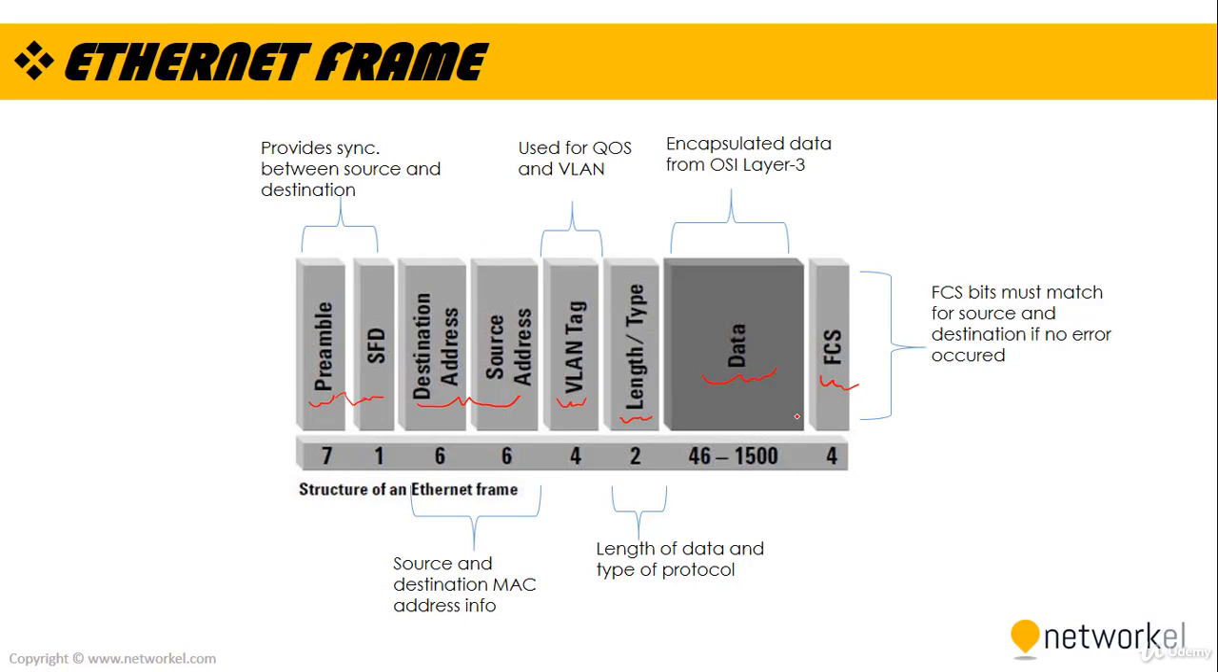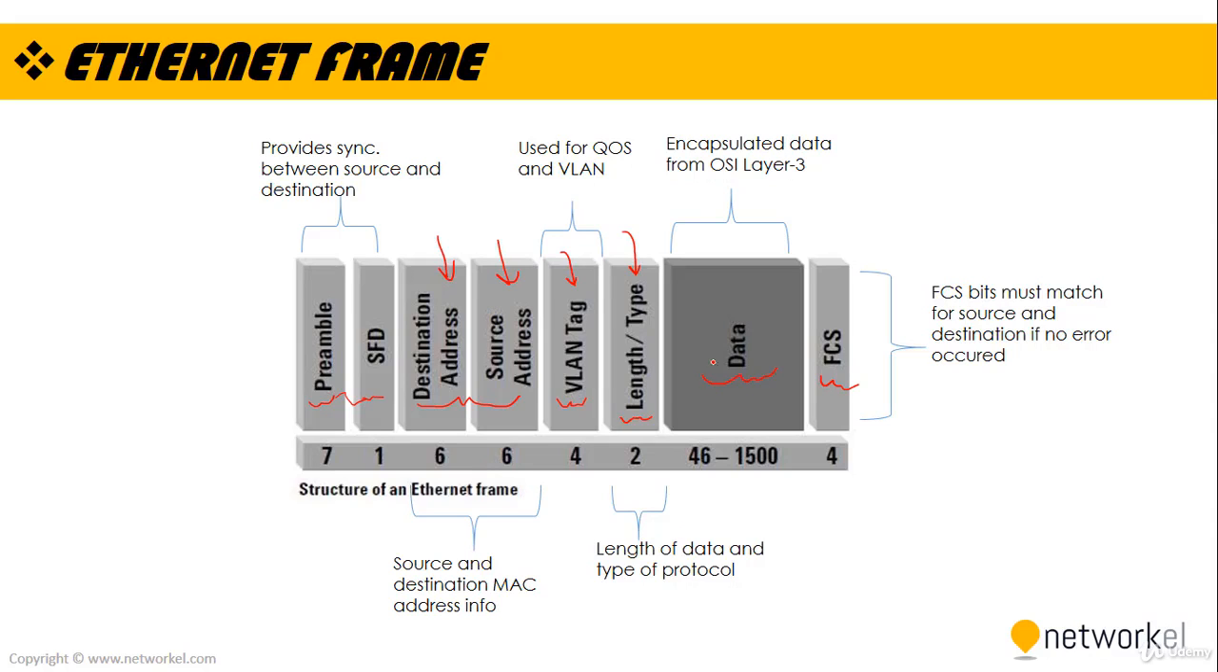And let's take a look at the Ethernet frame now. In the first fields of Ethernet, we have preamble and SFD. These fields provide synchronization between source and destination devices. Secondly, we have destination and source address fields, and they are the destination and source MAC address info. And the other field is the VLAN tag, which is used for quality of service and carries the VLAN information. That's an optional field. And the other field is length and type, which keeps the length of data and the type of the protocol we are using.